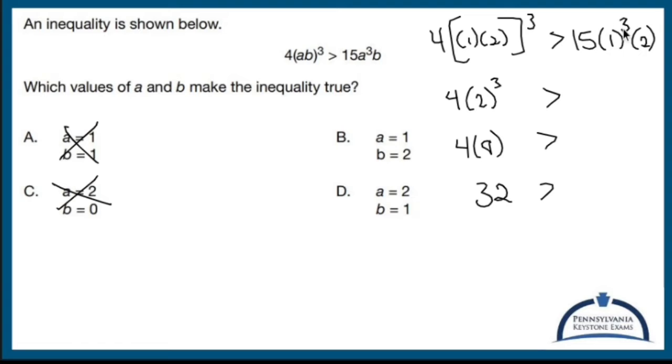So PEMDAS says do the 1 first, so 15 times 1 cubed, which is 1, times 2. It's going to be 15 times 1, which is 15, times 2, which is 30. Is 32 greater than 30? Sure is. So this problem started off looking awful, but really wasn't that bad. Not that bad at all.